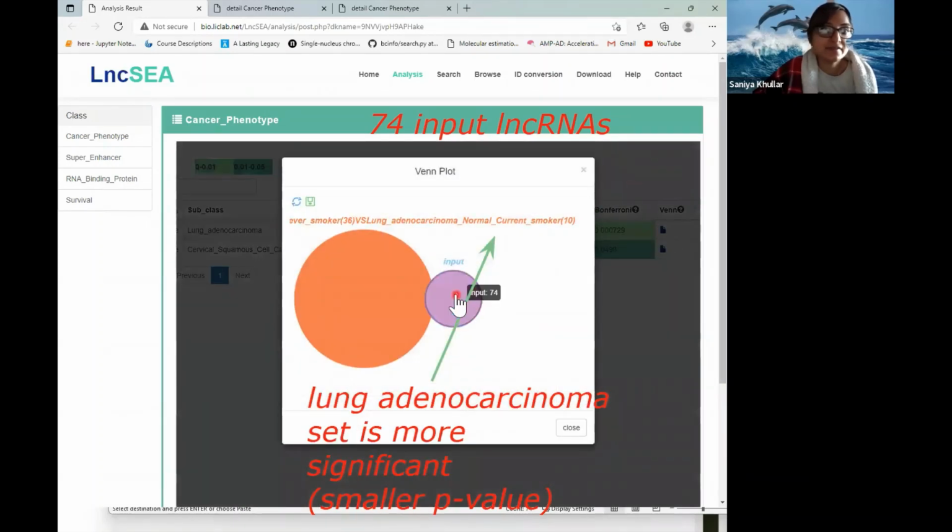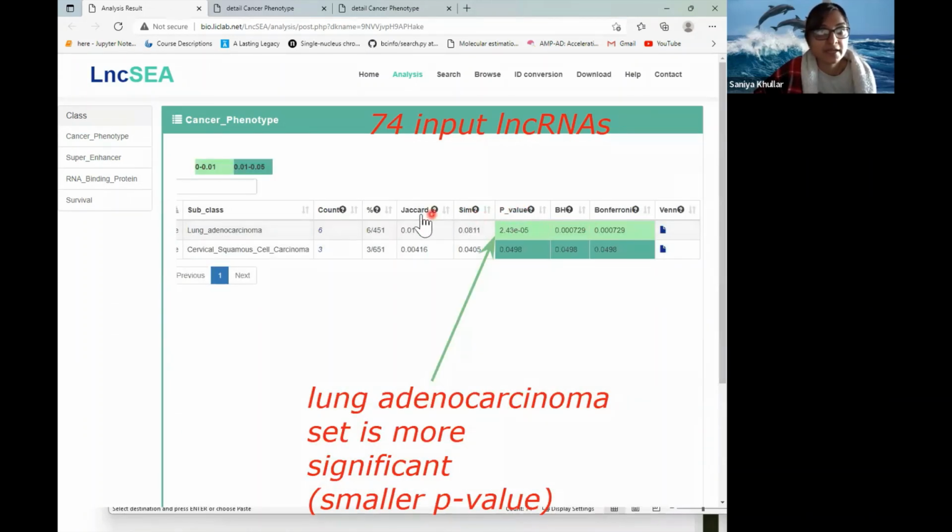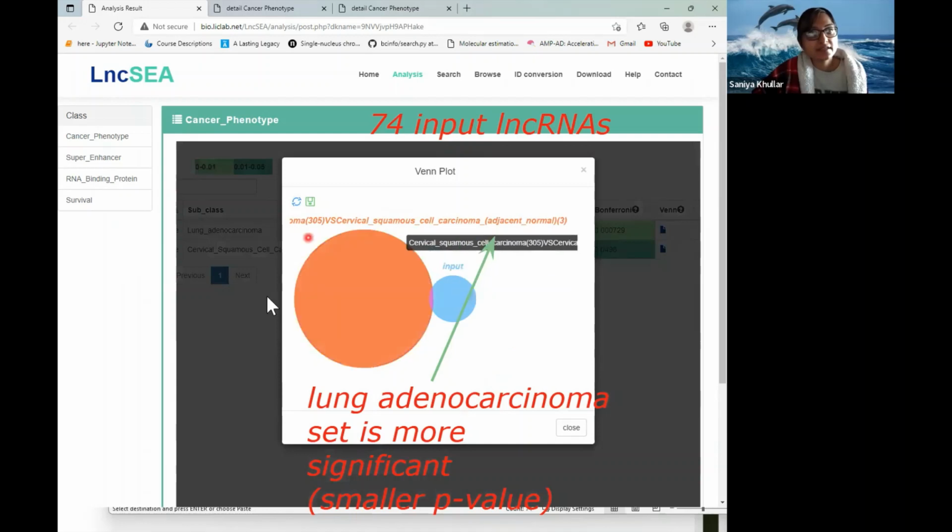And we can indeed see the Venn diagram. We have 74 input. We have 6 that intersect. And this is the set of 451 in lung adenocarcinoma. So we have these 6 that intersect. So this is what this Venn diagram is doing, and that's what this Jaccard index is trying to calculate, the intersection of our 74 with this 451 set, the 6, and seeing how significant that overlap is. And you'll notice that if we look at the other one here, the set is even bigger, and this is even smaller relative, and the intersection is 3, so not quite as significant.